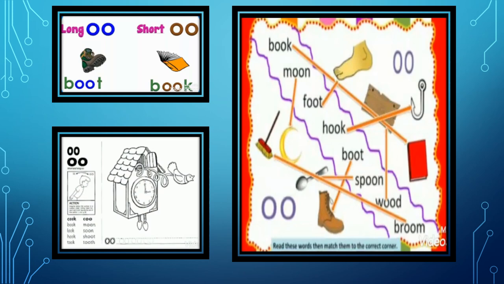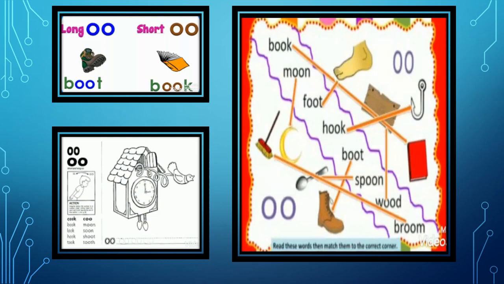The next word is moon. In the word moon, the sound oo is a long sound. Next word is foot. The sound in the word foot is a short oo sound. Next, in the word hook, the sound oo is a short oo sound. Next word, boot. In the word boot, the oo sound is a long sound.